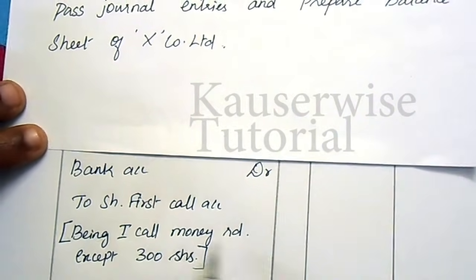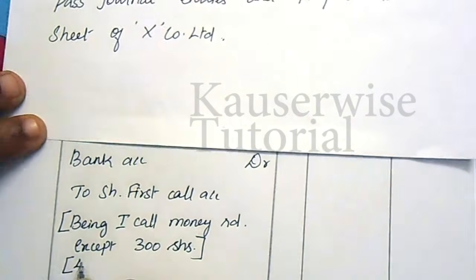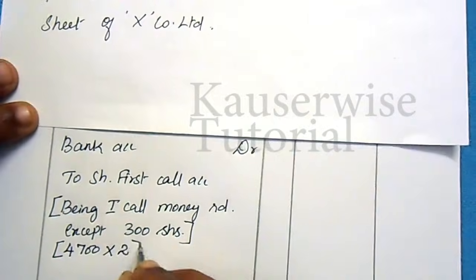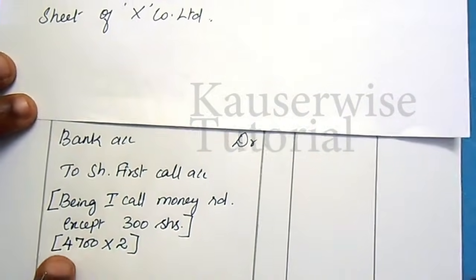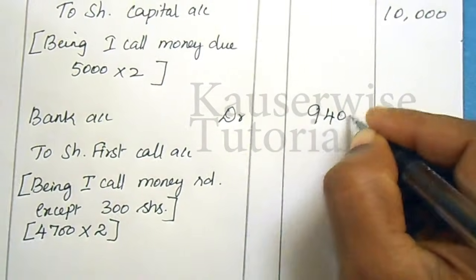Being the first call money received, except 300 shares, the remaining 4,700 shareholders have paid 2 rupees. First call money value is 2 rupees. So 4,700 into 2 rupees received is 9,400.